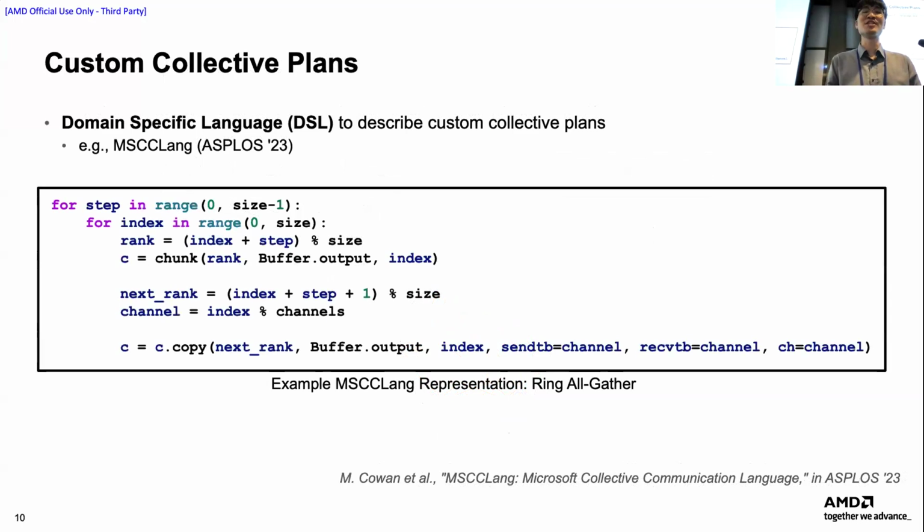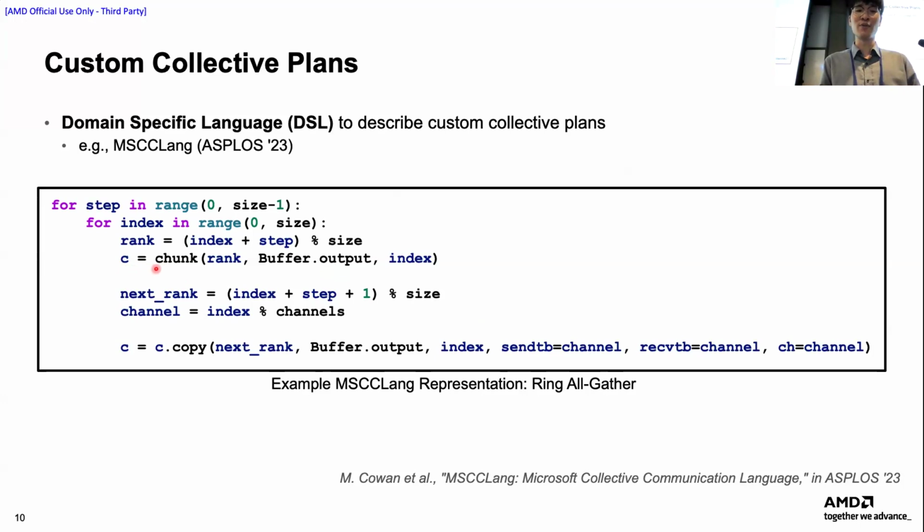So there have been some pushes in terms of representing the custom collective plans and designing them. One effort is called MSYCL-lang, which was presented in last year's AS+, where you design a domain-specific language in Python to describe the custom collective plans. This is an example of the MSYCL-lang DSL. Here, this is a simple ring algorithm represented in the DSL.